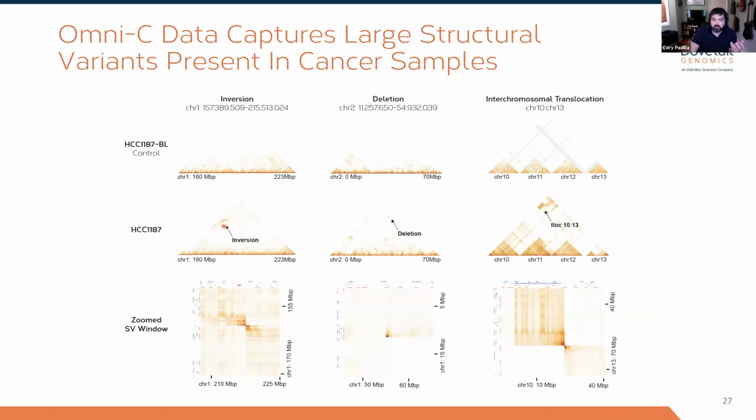That's an inversion event. Here we see a deletion, where again, this is a known characterized deletion in HCC 1187, which isn't observed in the BL cell line. And again, we can see that this signal looks way off axis and it has a nice bright signal compared to the background, suggesting that this is a deletion event between these two regions. And then here's that translocation event that I pointed out earlier, where we can clearly see this region of chromosome 10 interacting with this region of chromosome 13. That's a translocation event. Again, that's not apparent in the BL line.